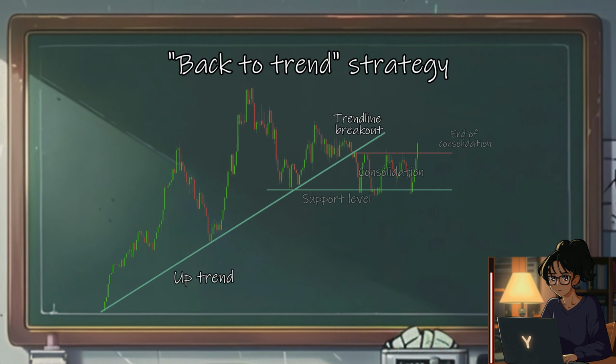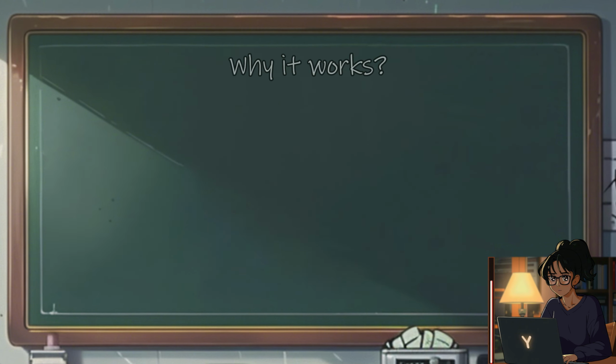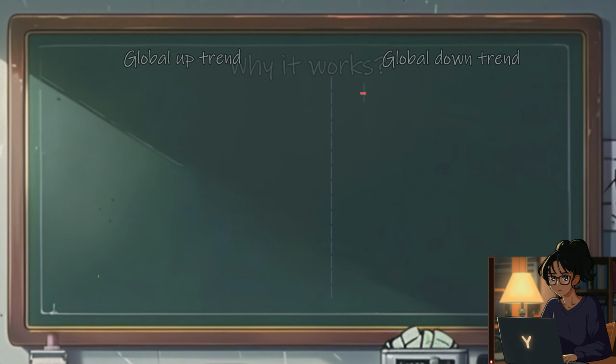In these conditions, the consolidation can also be considered a pullback, but it's a pullback with a breakout of the trend line. The key here is confidence. You enter the trade as soon as the price exits the consolidation. The price movement potential is roughly the distance between the start of the breakout and the beginning of the consolidation phase. Why does this strategy work so well?